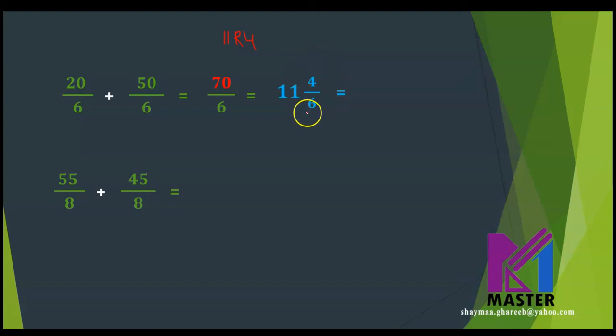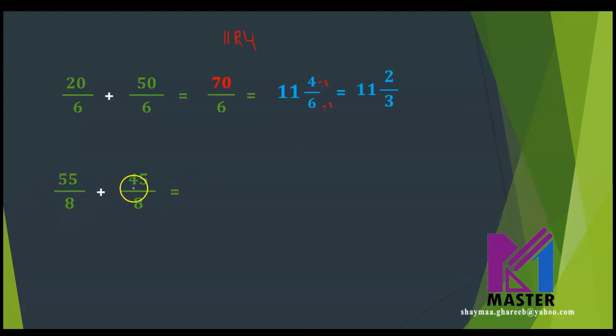Look at this fraction here. Is it in the simplest form? No, I can simplify it by dividing up and down here by 2. Then the final answer in the simplest form will be 11 and 2 over 3.